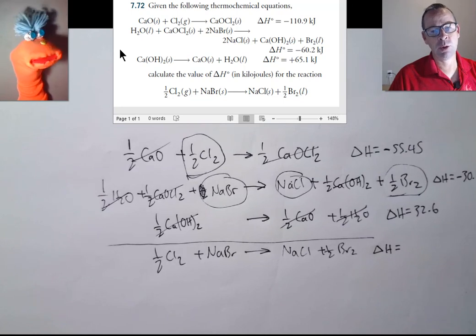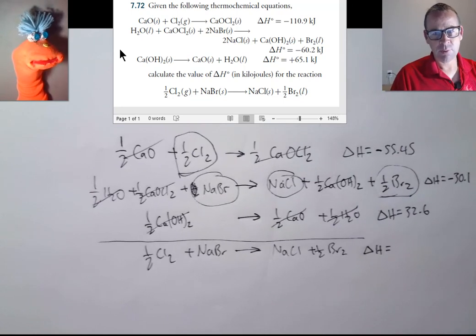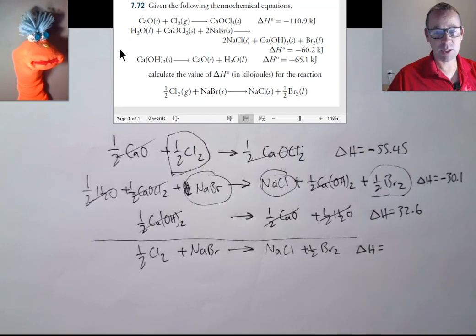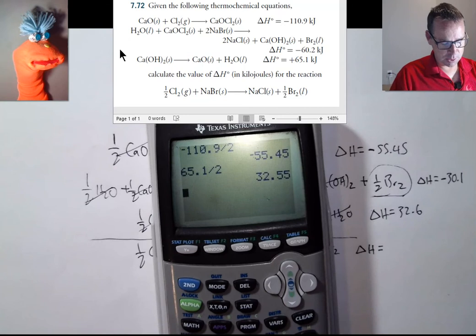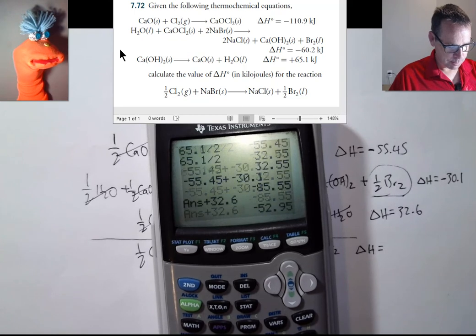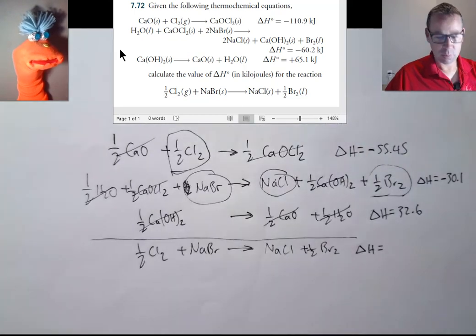Well, you just add those numbers, right? That's right. I got the 55.45, 30.1, and the 32.6. I have to be sure I add them in the right sign. So this value plus a negative 30.1 plus the 32.6, right? So negative 52.95.